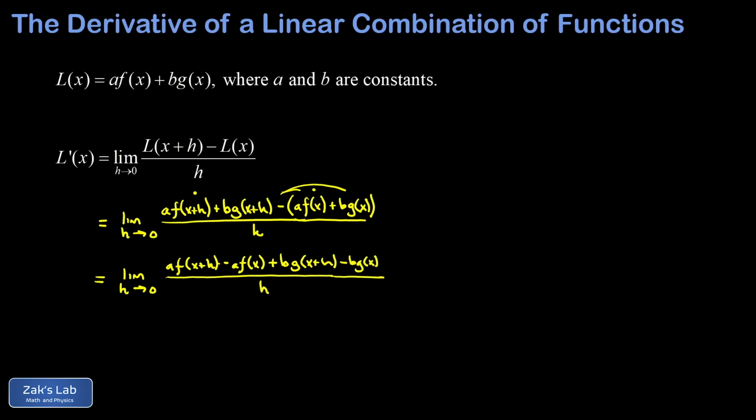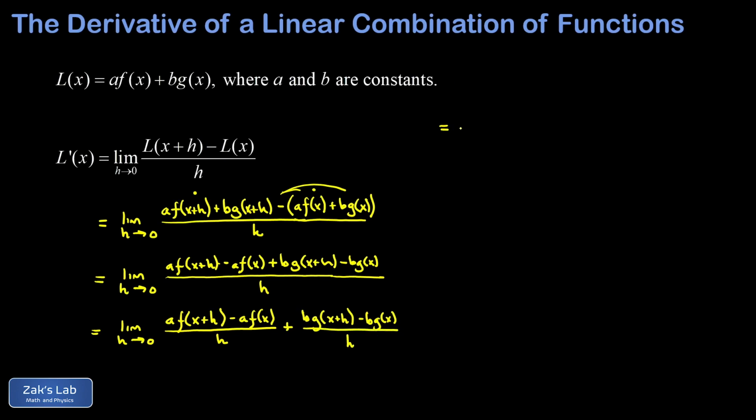And at this point, you may just see how to get to the final answer, but I'm going to throw in just a couple more steps of algebra. The first thing I want to do is use the fact that if I have a sum of two things up there in the numerator and then I divide by h, I can write it as two separate fractions. I can write it as the first piece divided by h plus the second piece divided by h.